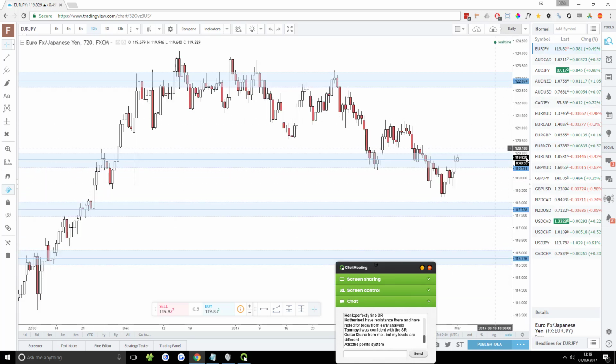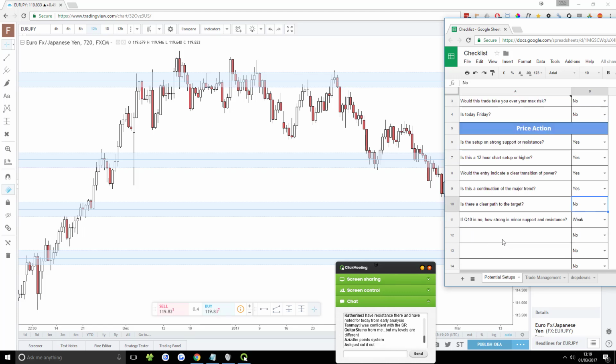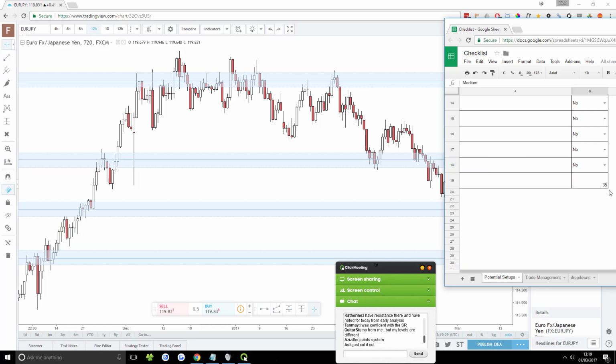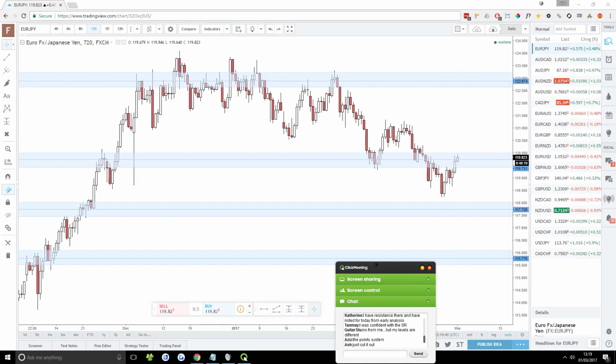EURJPY, look. I'm reading out the questions. I'm going to have to make... Actually, I don't know if I'll take it out. Is there a clear path? Yeah, no, not really. How strong is the resistance? Say medium. And then there's a few more questions. So this trade so far has a 35, which would be over my threshold. The other questions probably wouldn't take it below the threshold. Definitely not. So this trade would score enough.